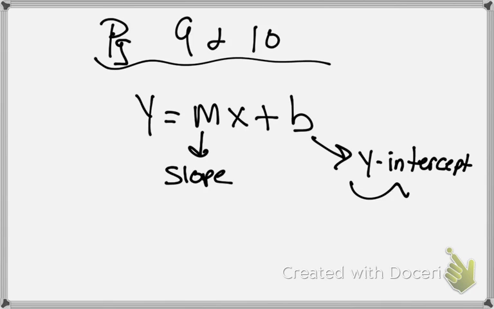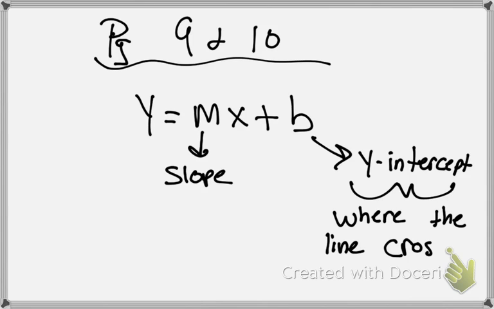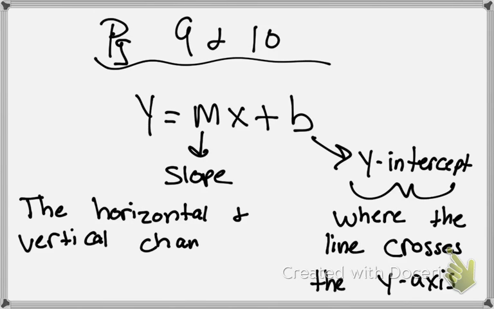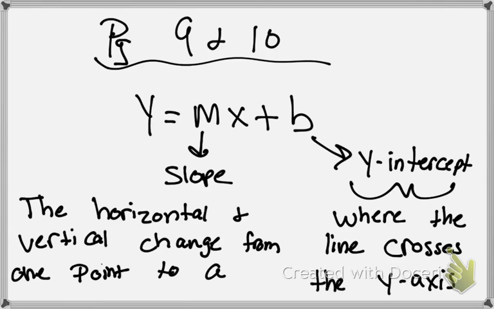So again, the y-intercept is where the line crosses the y-axis. And then our slope is described as the horizontal and vertical change from one point to another.